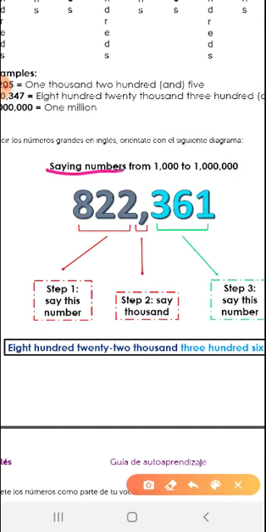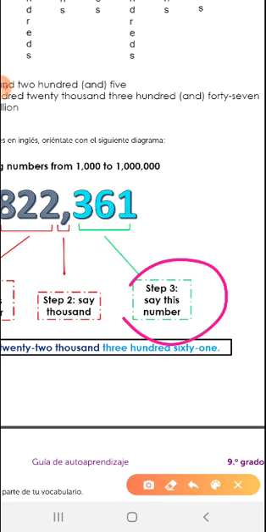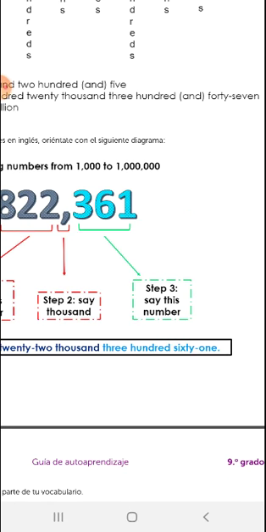¿Sí? Saying numbers from 1000 to 100. Here, step 1, paso 1, say this number, dices este número, ¿ok? Step 2, paso 2, dices thousand, say thousand, ¿ok? La coma indicates, the comma indicates thousand, ¿ok? The comma here indicates thousand. And paso 3, step 3, say this number, dices este número, ¿ok?